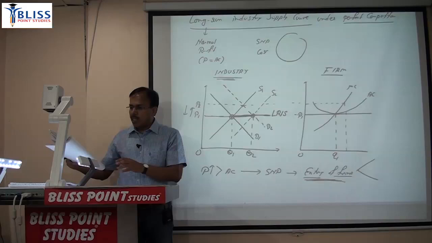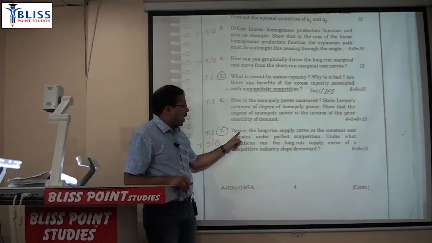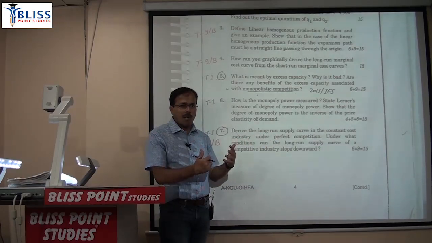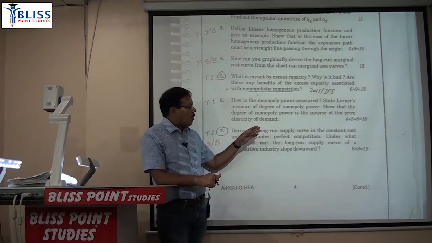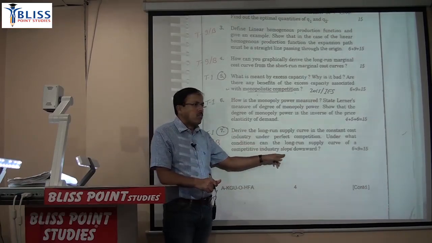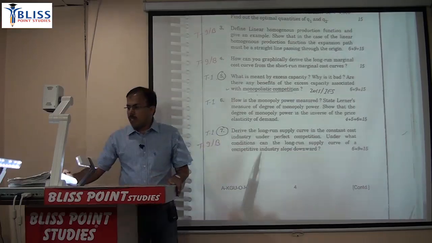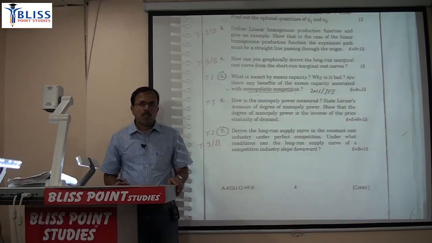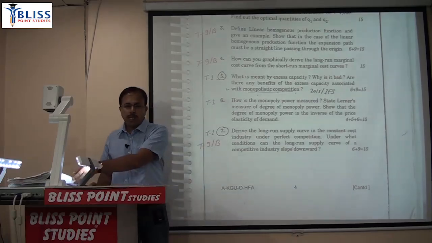Now read this question and then draw the diagram. You have answered one part. Derive the long run supply curve in the constant cost industry. You have to derive that part first. Then subsequently, under what condition can it be sloping downward? So there are two parts to that question. In the first part it is basically a constant cost industry. What is the meaning of constant cost industry? In a constant cost industry, the price of input will not change. Price of input will remain the same.